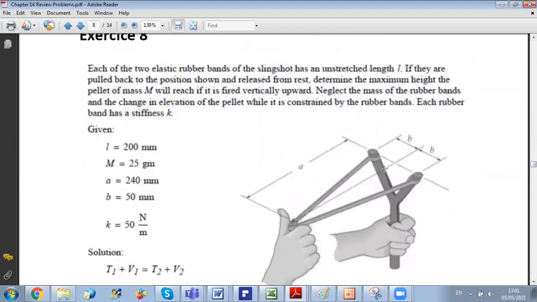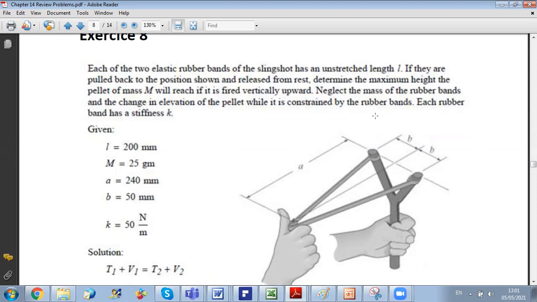Each of the two elastic rubber bands of the slingshot has a non-stretched length L. If they are pulled back to the position shown and released from rest, determine the maximum height the mass M will reach if it's fired vertically upward. Neglect the mass of the rubber bands and the change in elevation of the mass while it is constrained by the rubber bands. Each rubber band has a stiffness k.